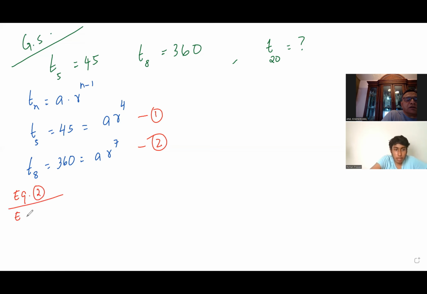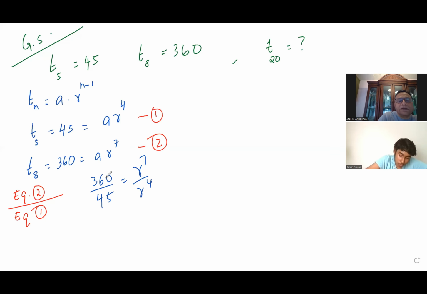We divide it. Yeah, divide equation 2 by 1, and a cancels, right? So from here you get 360 divided by 45 equals r to the power of 7 divided by r to the power of 4.